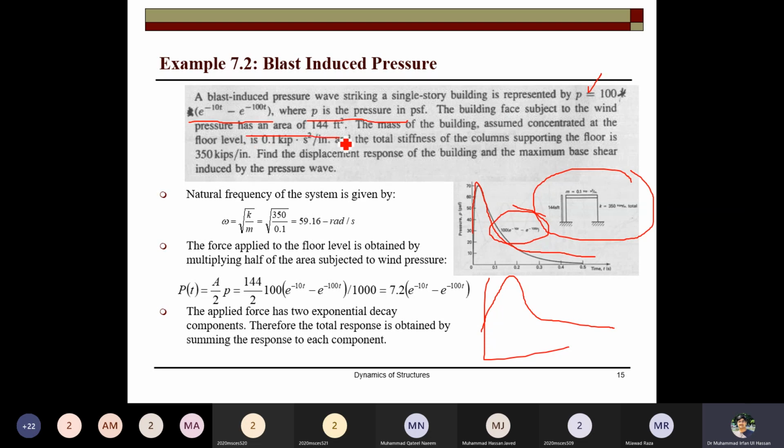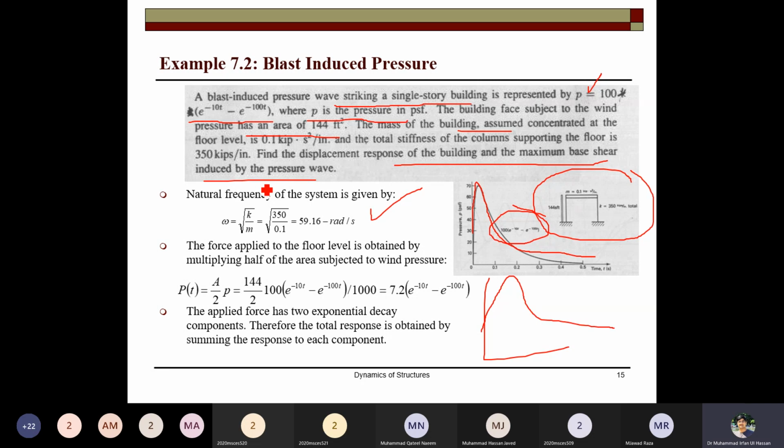जो बिल्डिंग का जो प्रेशर का एरिया है वो 144 है, एंड द मास ऑफ द बिल्डिंग एज्यूम कंसंट्रेटेड एट फ्लोर लेवल. टोटल स्टिफनेस ऑफ द कॉलम सपोर्टेड कॉलम की गिवन है. फाइंड द डिस्प्लेसमेंट रेस्पॉन्स ऑफ द बिल्डिंग एंड द मैक्सिमम बेस शियर induced by this pressure wave due to the blast. So omega is computed first of all. फिर फ्लोर लेवल पे जो लोड आप अप्लाई हुआ आपका वो कितना होगा, ये ब्लास्ट इंड्यूस प्रेशर वेव की वजह से है.